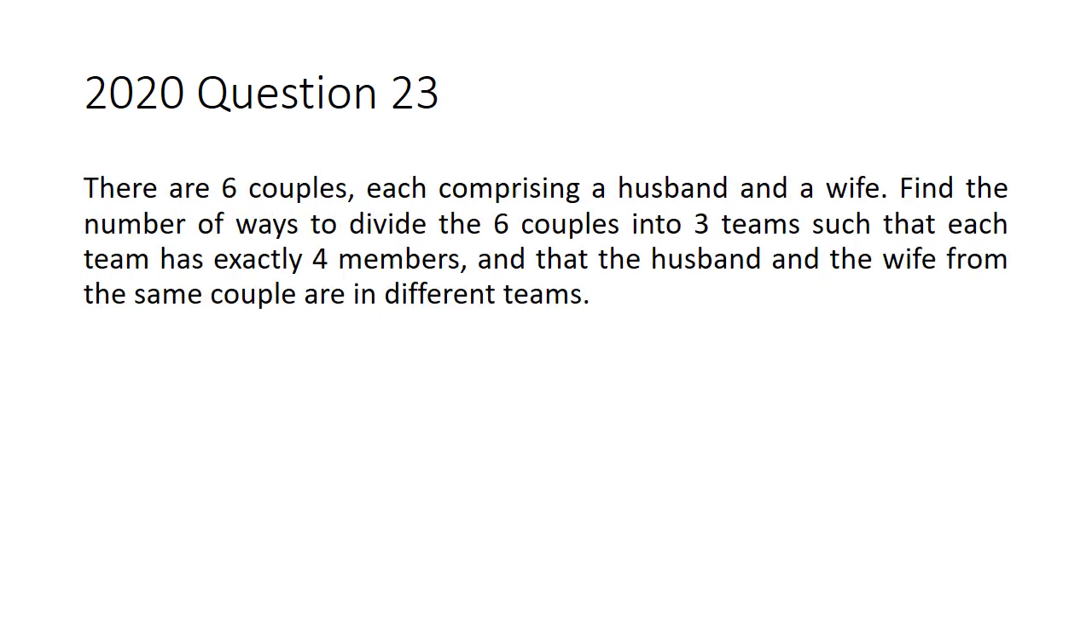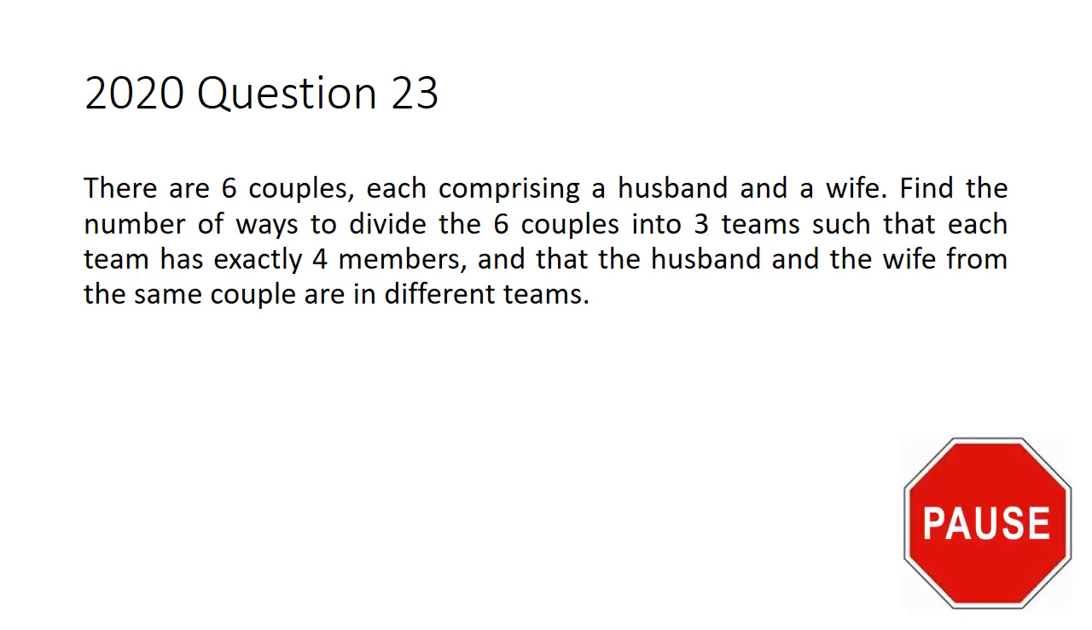Question 23. There are 6 couples, each comprising a husband and a wife. Find the number of ways to divide the 6 couples into 3 teams such that each team has exactly 4 members and that the husband and the wife from the same couple are in different teams. Pause the video here and give this question a good try.